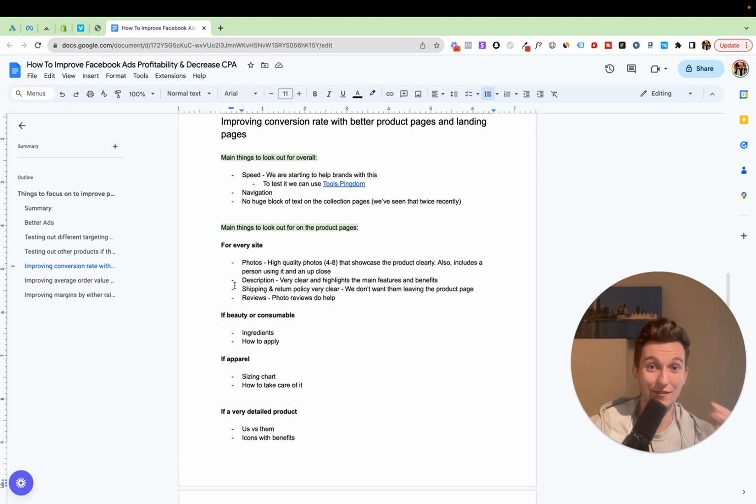So if people have to leave your product page, where the checkout process literally is, where they add to cart and check out, that's already decreasing your conversion rate. So you want to make sure you have the shipping and return policy very clear. You don't want them leaving the product page to find that. You want to have it right on the product pages.